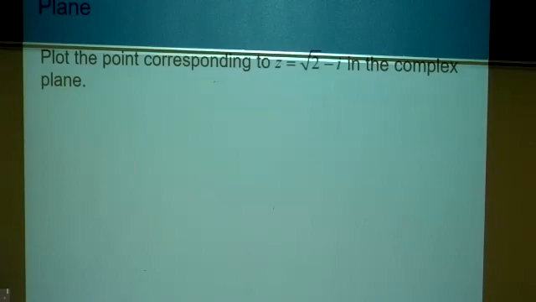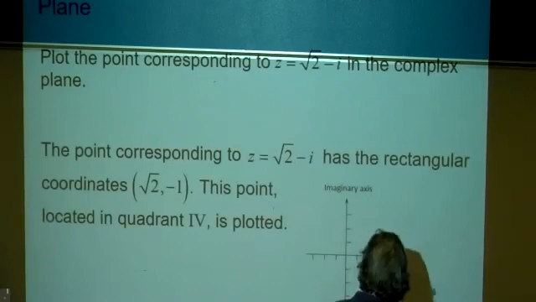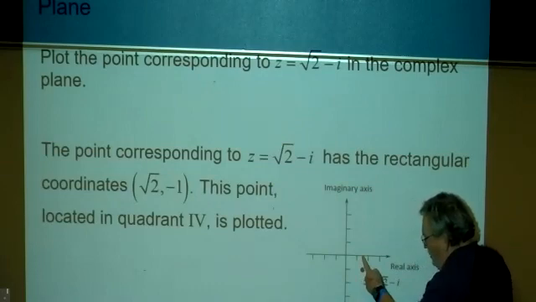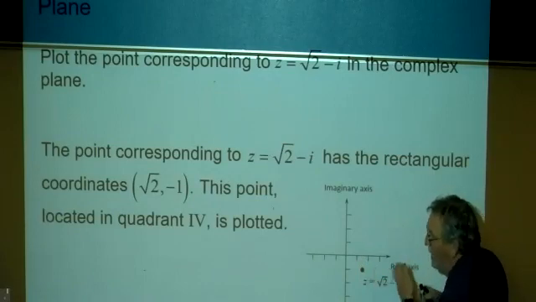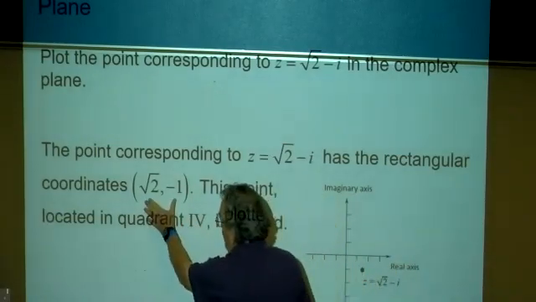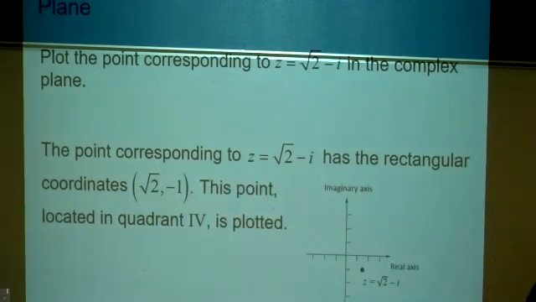So plot the point square root of 2 minus i. So we go approximately the square root of 2 on the real axis, and then we go down 1 unit in the y direction. So it's just like plotting the point square root of 2, negative 1. Just realizing we're dealing with complex numbers and not just real numbers.